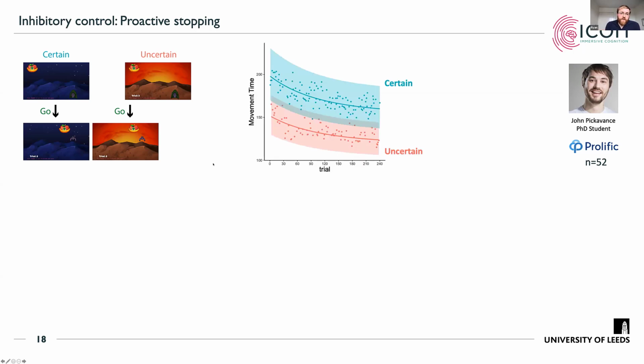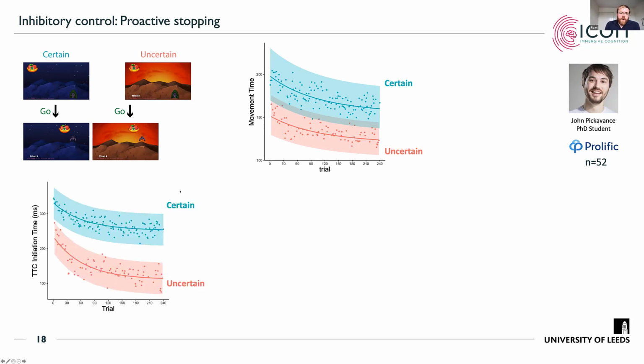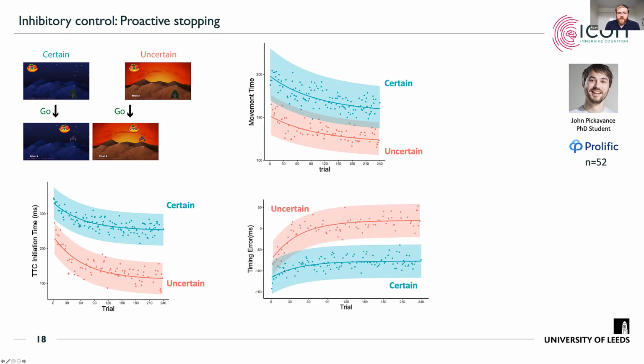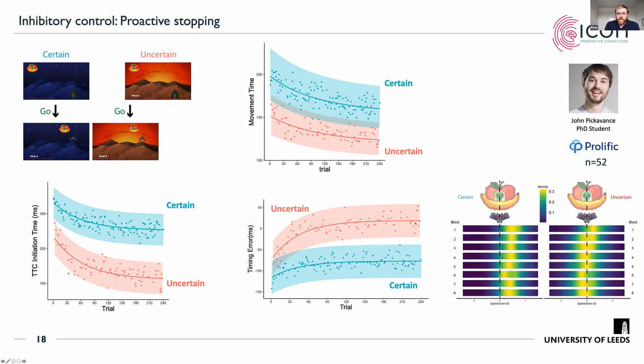So one of the measures here is movement time. And what you can see is that there's a clear difference in the certain and uncertain movement times, where people are moving faster on the uncertain trials. Also, the initiation time, so when people start to move, is faster on uncertain. And for both of these, they get faster over the block. And then also for another measure called timing error, we see a difference here as well, where people are actually later on the uncertain.